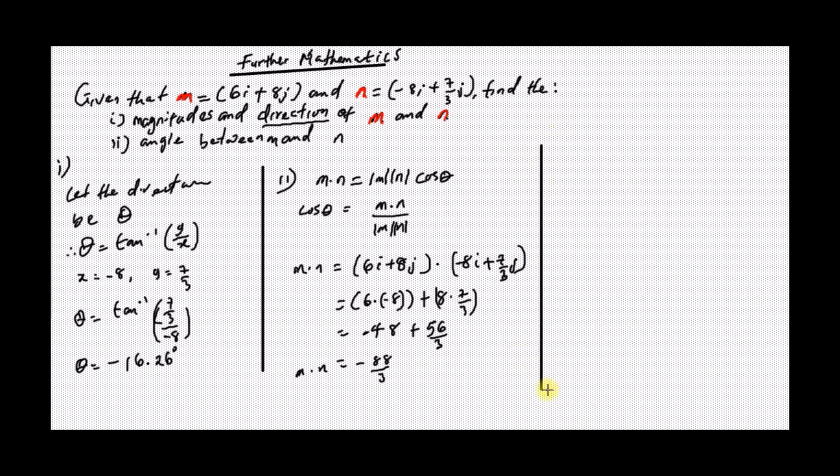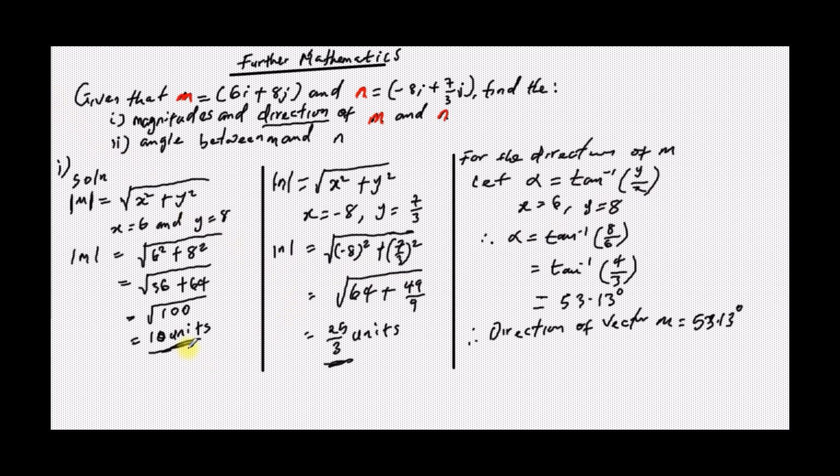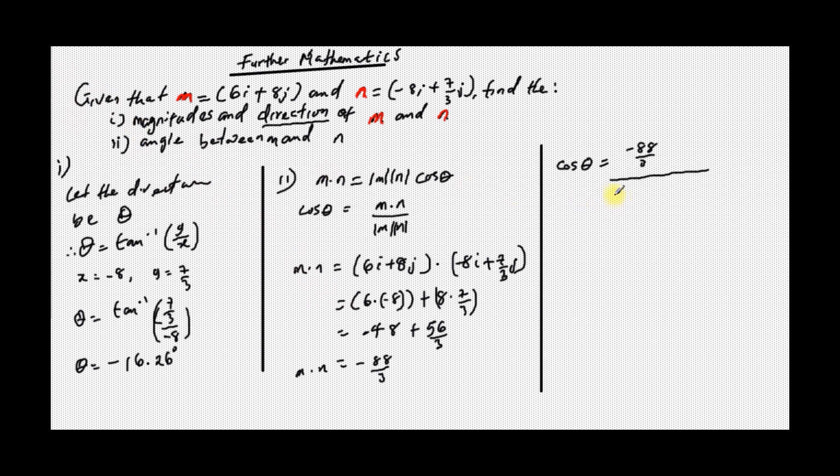With this, the next thing is to substitute m dot n into this formula. So cos theta will now be minus 88/3, everything over the magnitude of m and the magnitude of n. We have 10 and 25 over 3, which is 10 times 25 over 3.